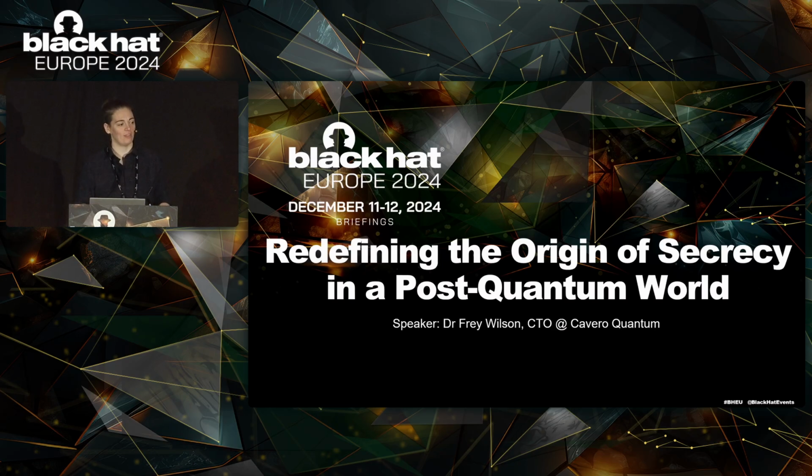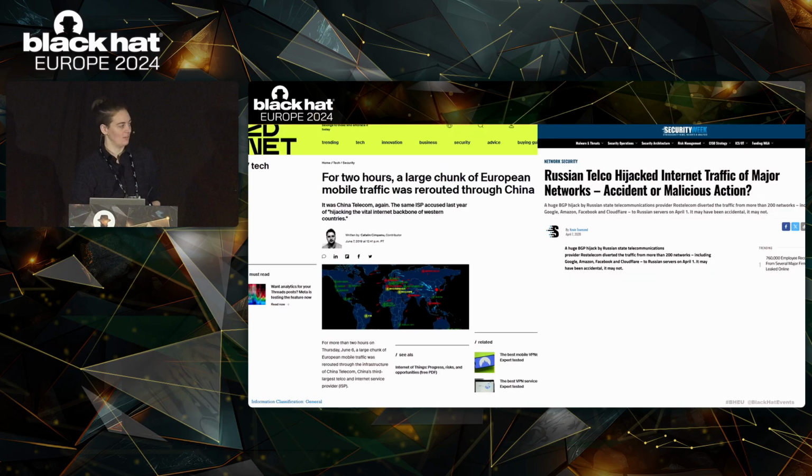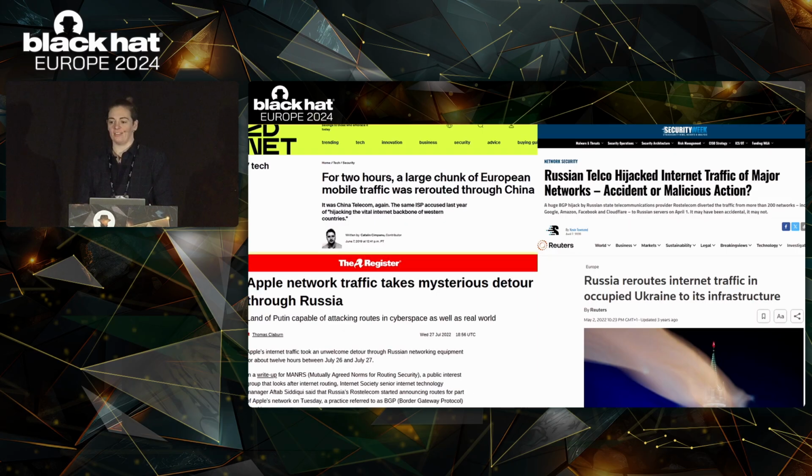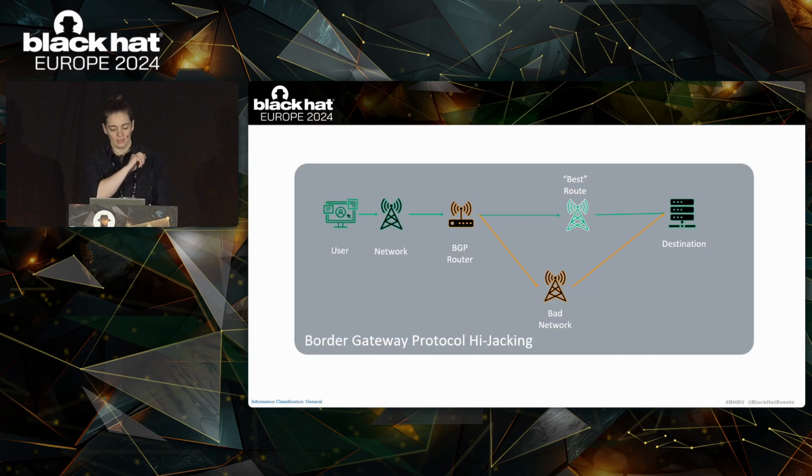So, to start off with a question. What do all of these headlines have in common? You might have some hints if you were in the keynote earlier. They all involve hijacking BGP, that's Border Gateway Protocol, and that is the rules that decide the best route for data on the internet. So a BGP router maliciously announces that it is the owner of a specific address that doesn't belong to it, and it tricks the other nodes in the network to route data through it.